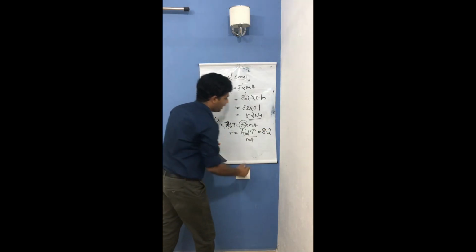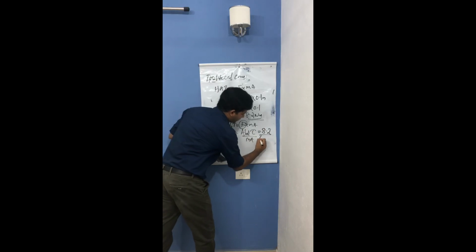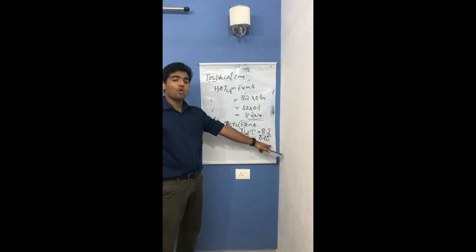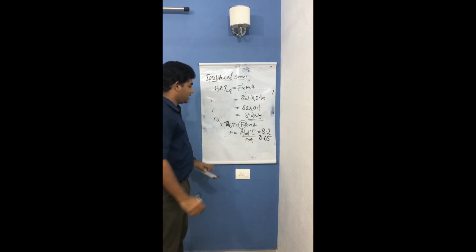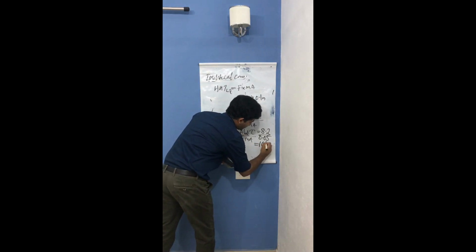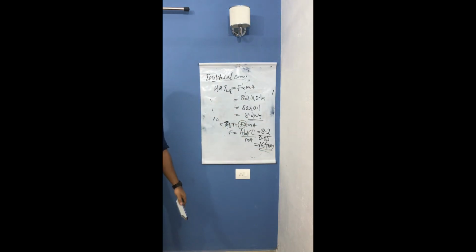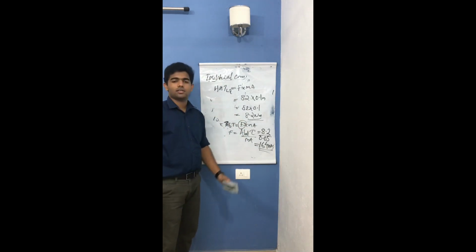Abductor torque is equal to 8.2, divided by the moment arm of the abductors, which is always 0.05. How much will you get? You will get it as 164 Newton.